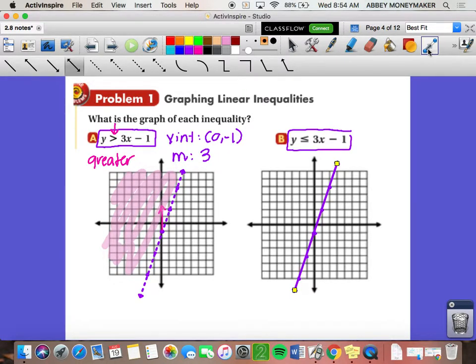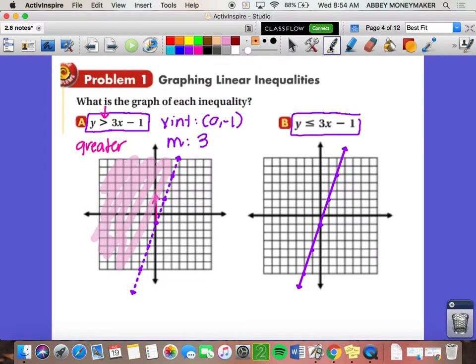So here you can see I have a solid line with my arrows at the end. And then we want to look to see which way we need to shade. My inequality statement says less than, because it's pointing to the left. So if I'm going to be less than my equation, I can pick a point and then go below it. And so that means I'm going to shade underneath that line.